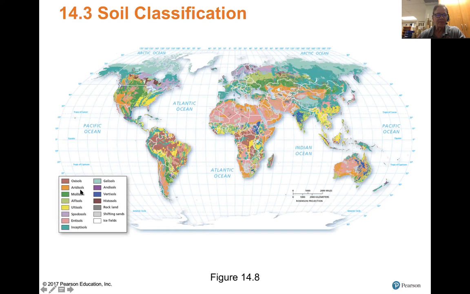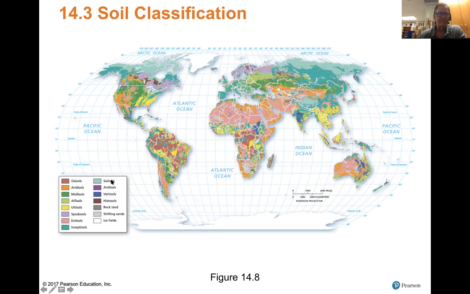So here's the different types of soils, and here's their distribution over the land on the surface of the earth. Okay, and I'm going to go through these quickly on each one, but they're also in your book.